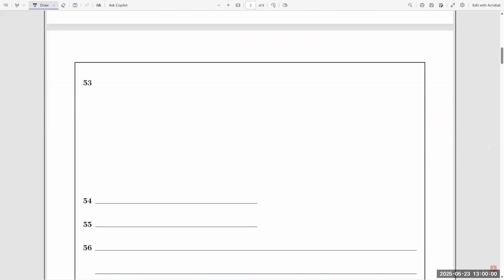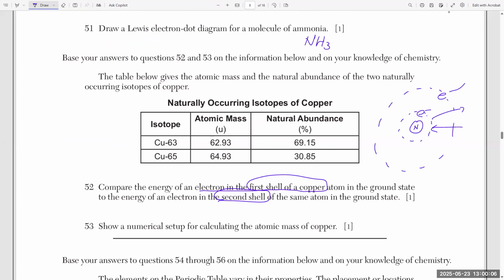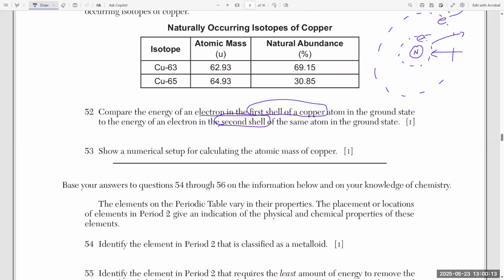Let's go to 53. It looks like they're going to make us draw something. Show a numerical setup. Oh, I was wrong. Numerical setup for calculating the atomic mass of copper. If you are coming to this video after seeing the other video, you realize they made us do this before, so let's do it again. It's going to be the sum of the atomic masses of the isotopes times their natural abundance as a decimal.